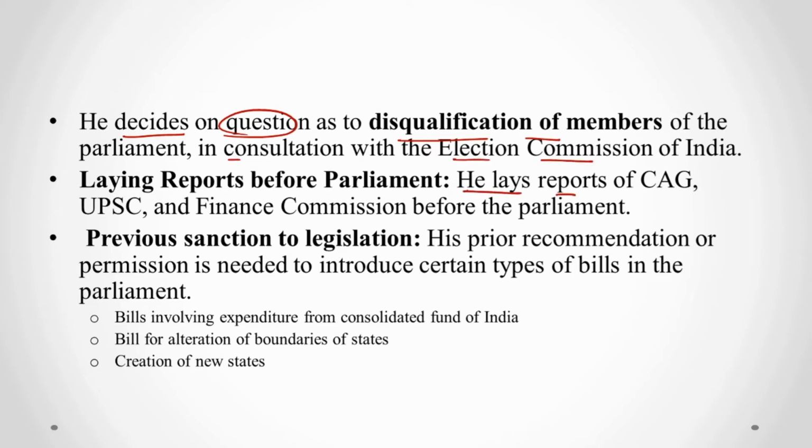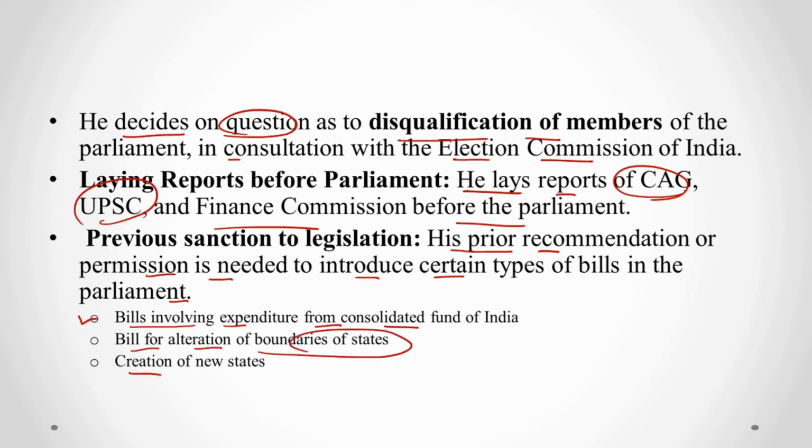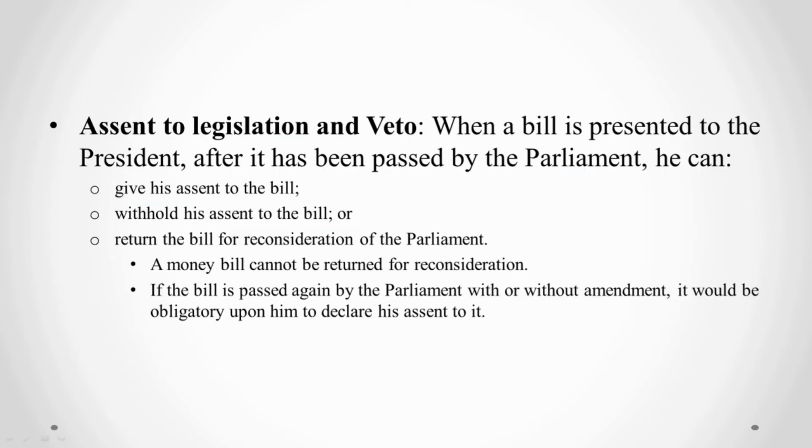He lays the reports of CAG, UPSC and Finance Commission before the Parliament. His prior recommendation or permission is needed to introduce certain types of bill in the Parliament. They are bills involving expenditure from the Consolidated Fund of India, bills for alteration of boundaries of the states and creation of new states. Coming to assent to legislation and veto power.